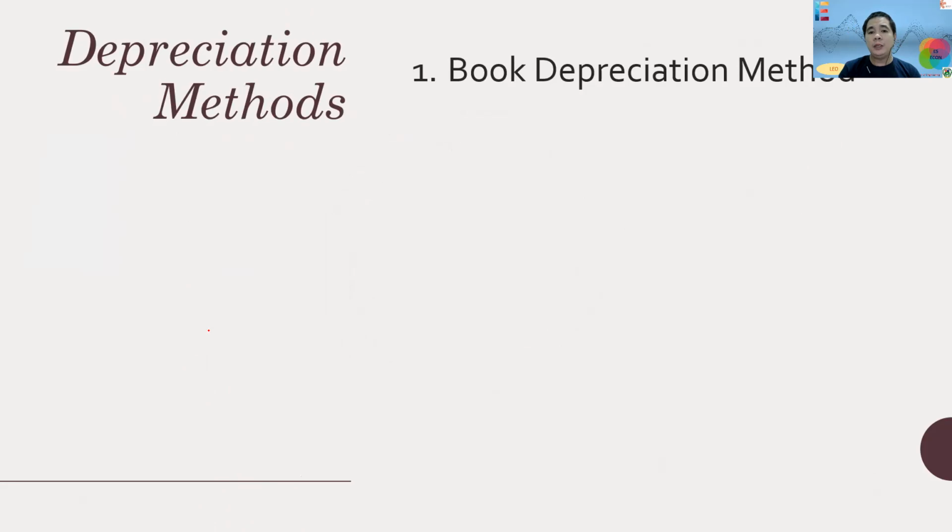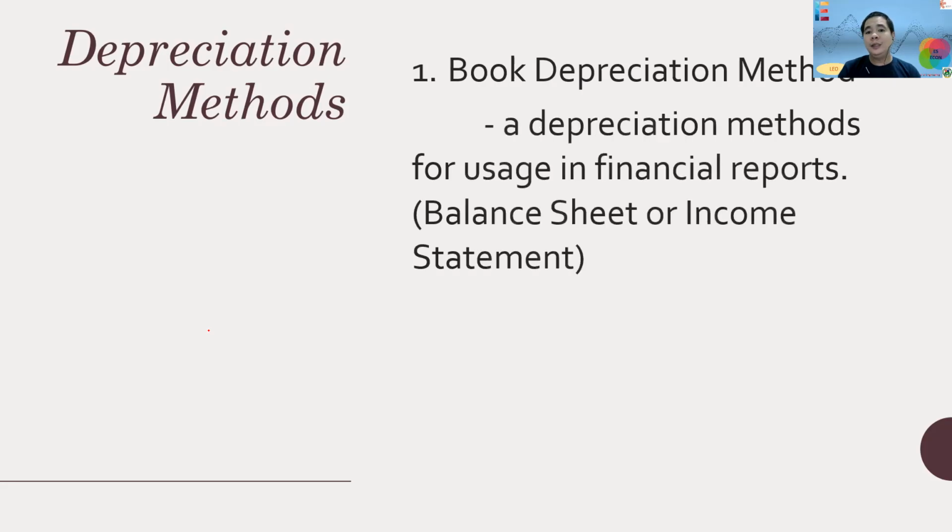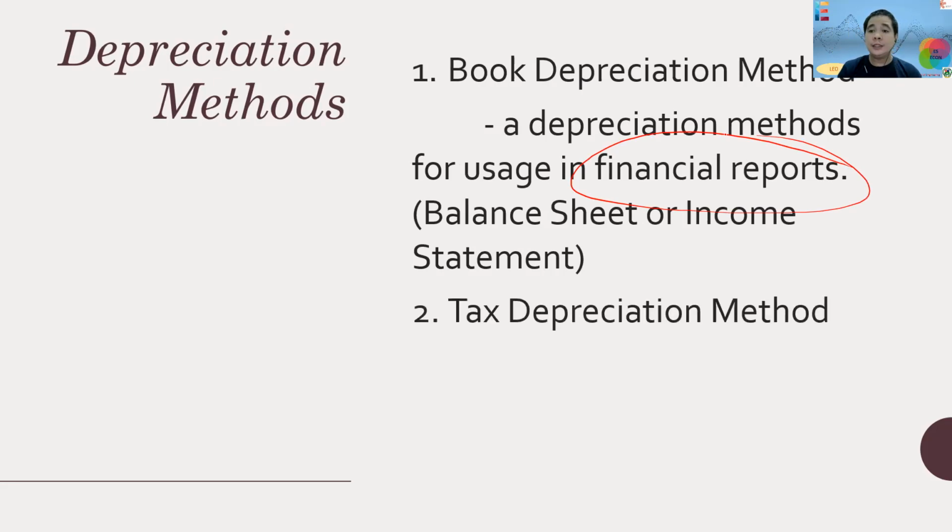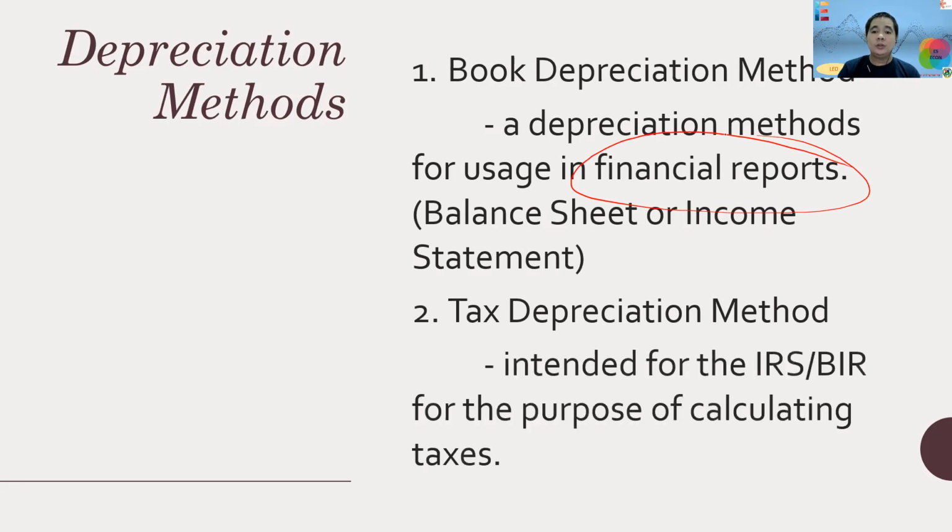Number one is the book depreciation method. This is what we will cover in this module 4. It is a depreciation method for usage in financial reports. It can be seen in your balance sheet and income statement for any business. Number two is the tax depreciation method. It is intended for the IRS or BIR for the purpose of calculating the taxes of the company.